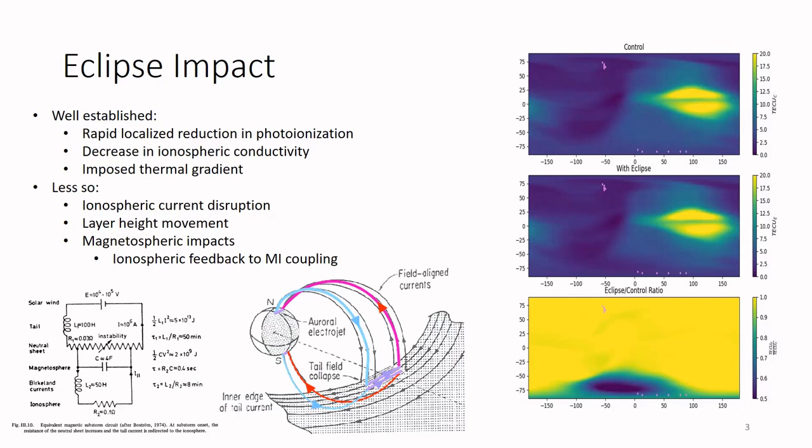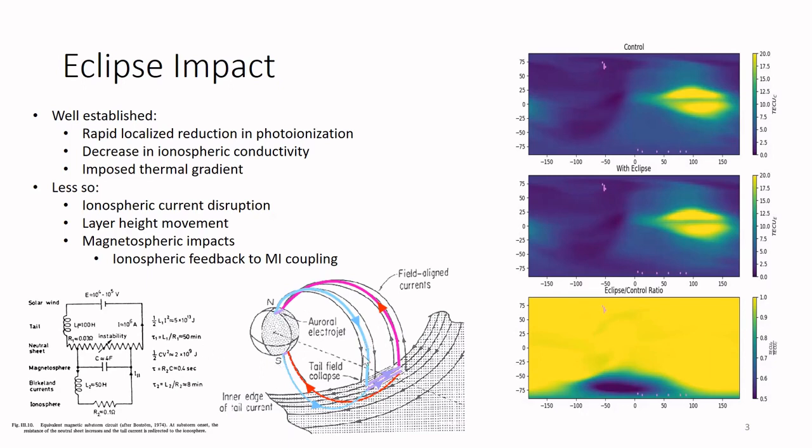So eclipses kind of provide a unique opportunity to study this, because all things aside, they don't really impact all the other typical magnetospheric drivers of currents and storms and substorms and so on. They're really directly attached to the ionosphere. So if they change the ionosphere dramatically and that changes something in the magnetosphere, then we can use that to infer what that kind of feedback relationship would be.